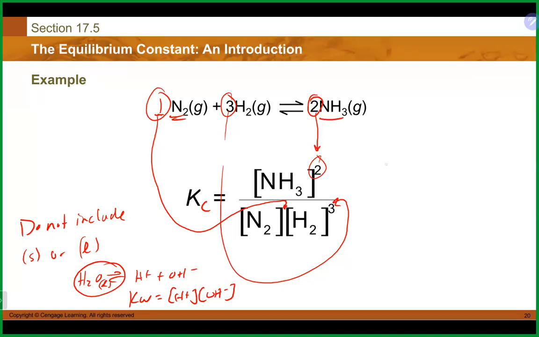That pretty much leaves 2 things that are included. So we do include anything that is aqueous and anything that is a gas. So those are the 2 things that you definitely put into your equilibrium constant expression. Pretty much everything else gets left off.